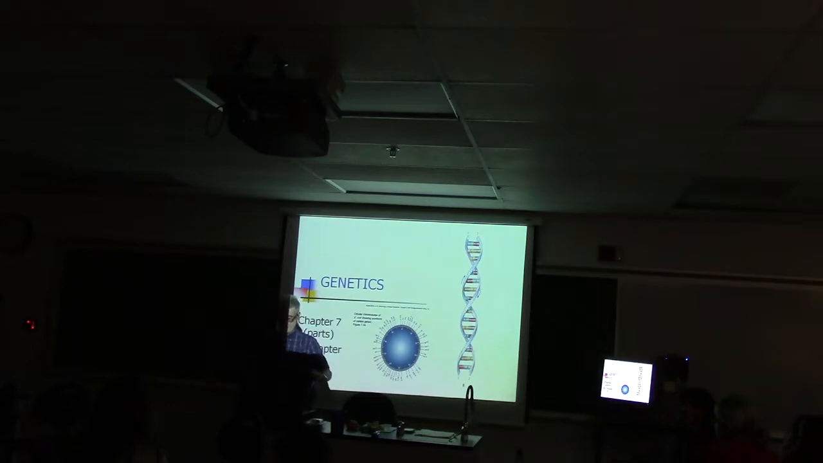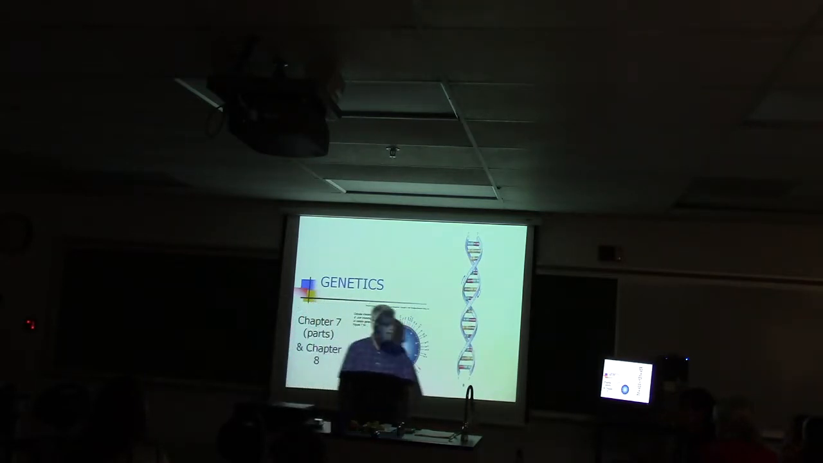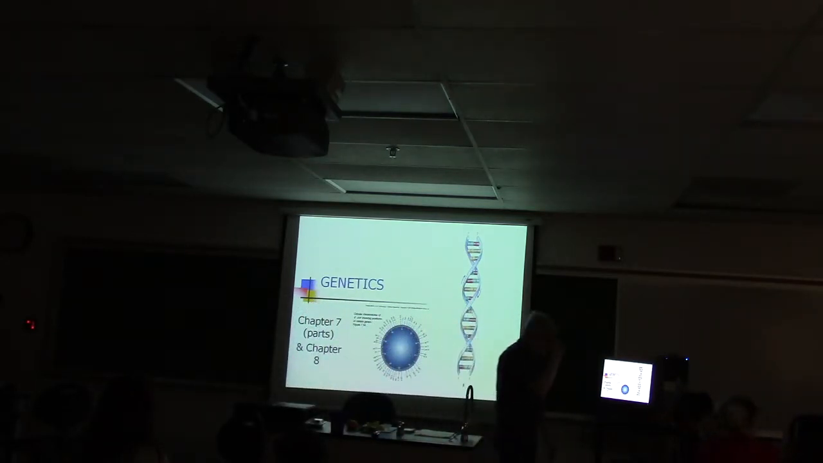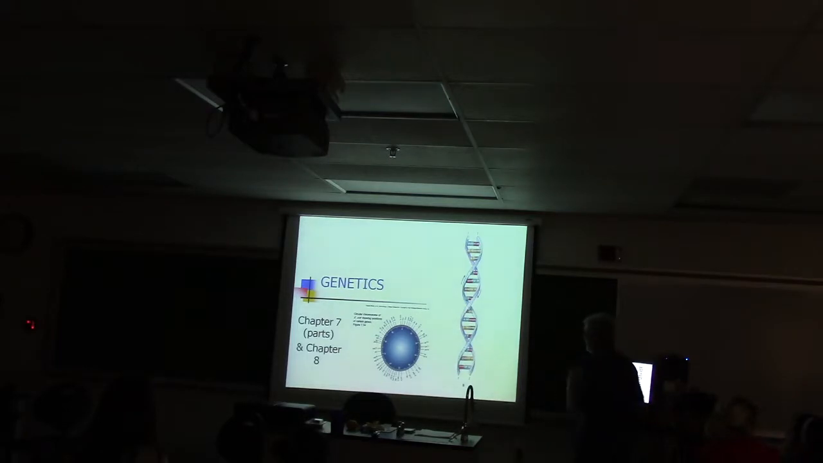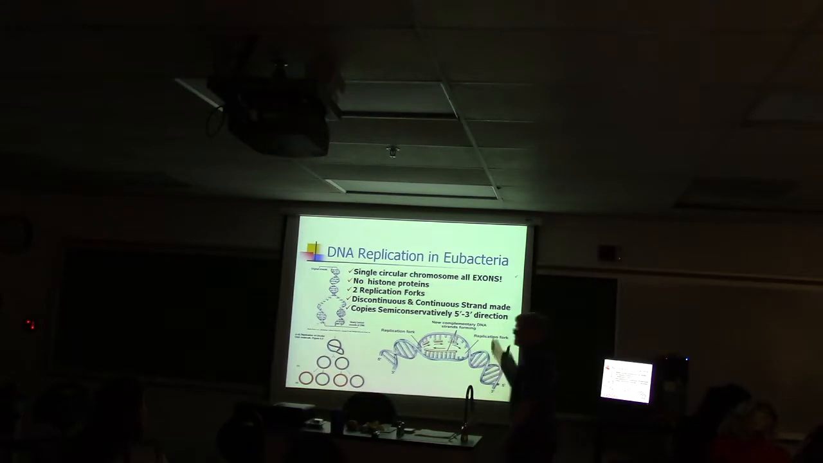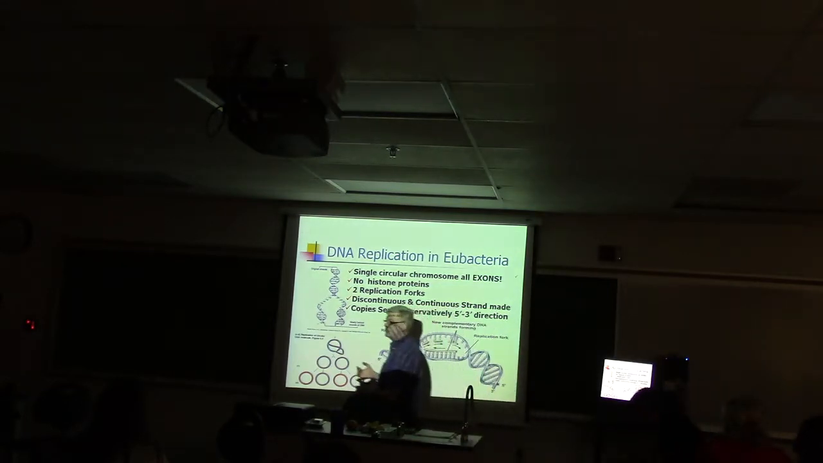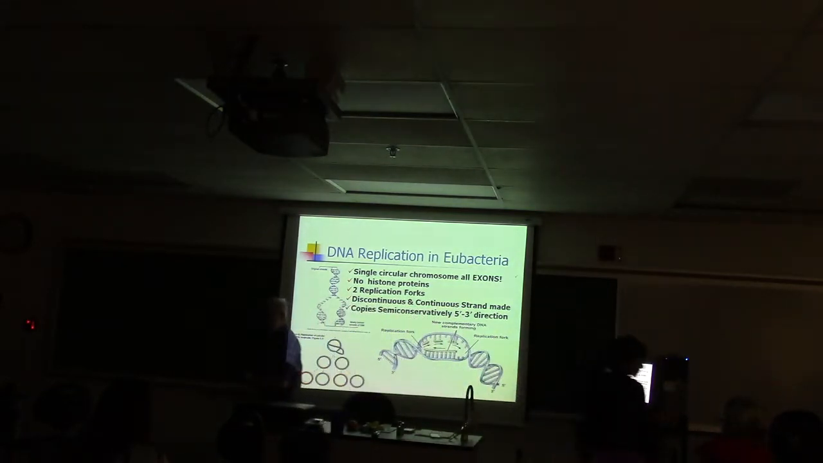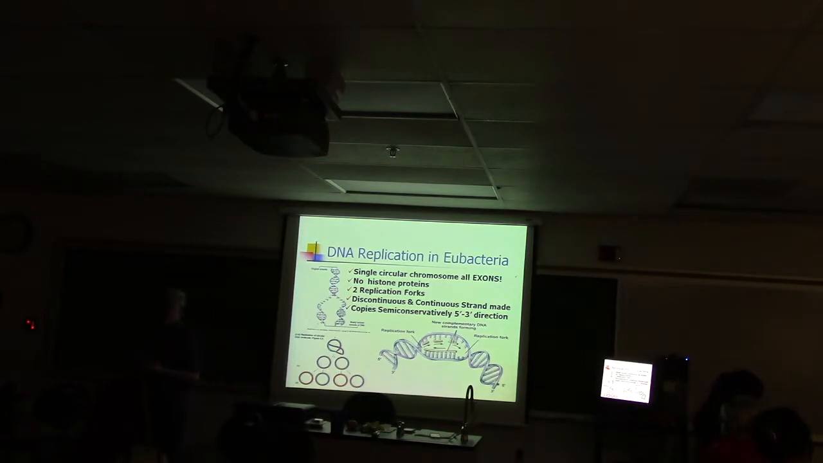There's always something. All right, so anyway, this is genetics, and first of all, that's E. coli's genome right there. So it's kind of interesting. It's the organism we know the most about. And this is a review. What's the difference between prokaryotic DNA and eukaryotic DNA? And remember, you have a single circular chromosome. It's all exons, no introns.